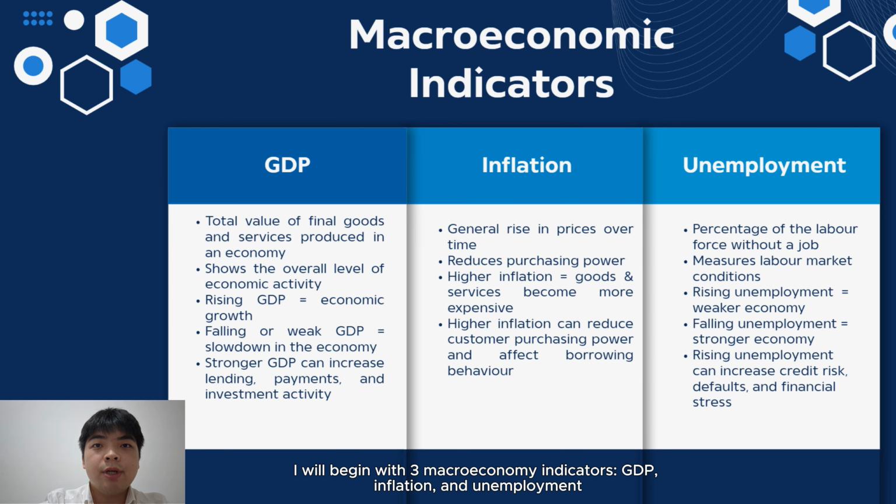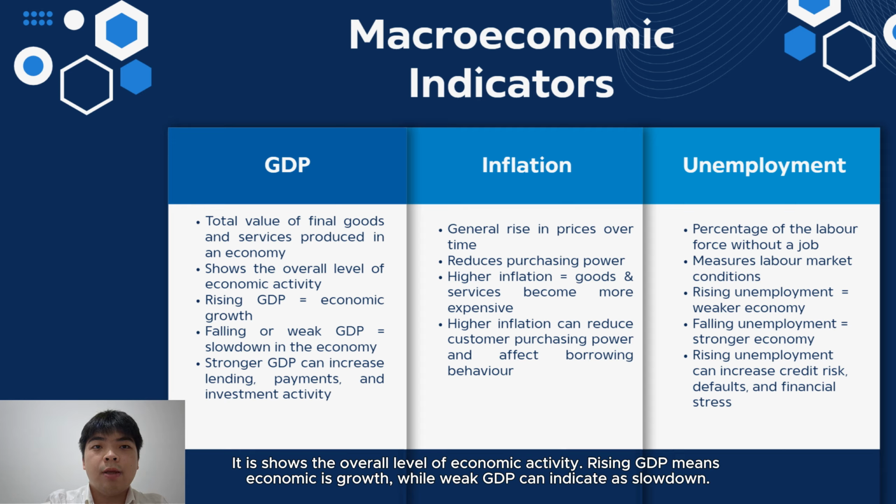I will begin with the 3 macroeconomic indicators: GDP, inflation, and unemployment. GDP is the total value of final goods and services produced in an economy. It shows the overall level of economic activity. Rising GDP means the economy is growing, while weak GDP can indicate a slowdown.